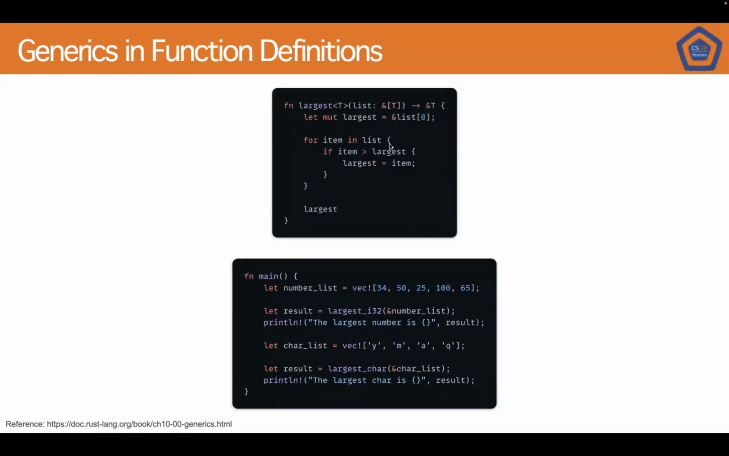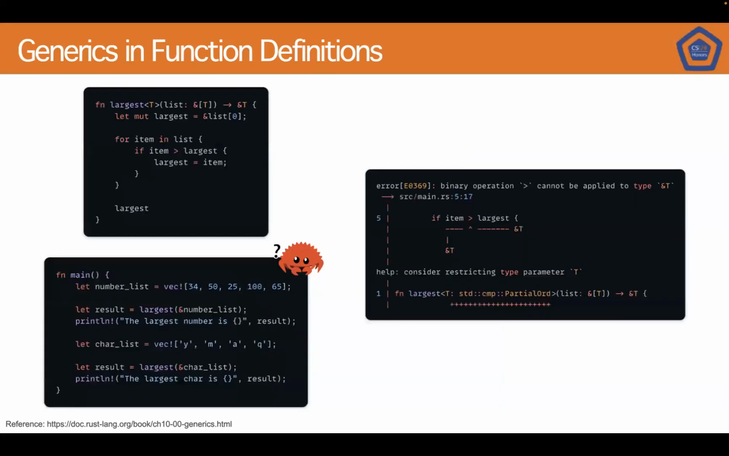So now we've combined the two largest functions into one, using the generic data type in its signature. And now we need to update our main function to use largest instead of the two separate functions. And now while this seems like it should work, this code will actually not compile. If we try to compile this right now, we'll get this error. The help text mentions restricting the type parameter T using this PartialOrd thing. This PartialOrd thing is known as a trait.